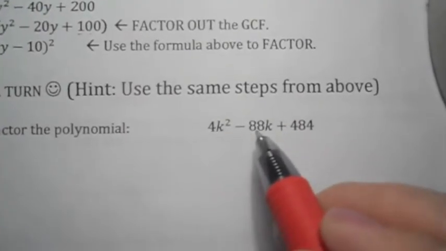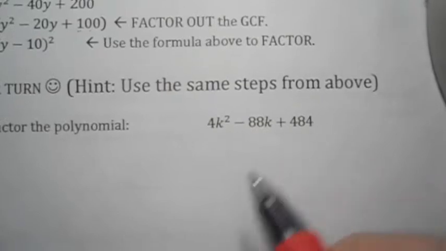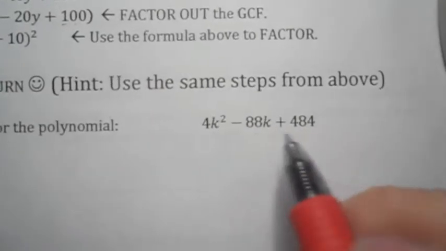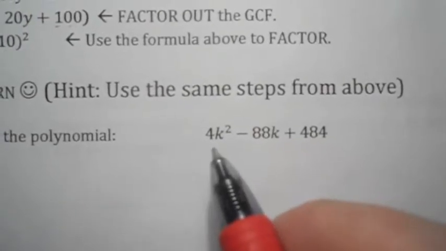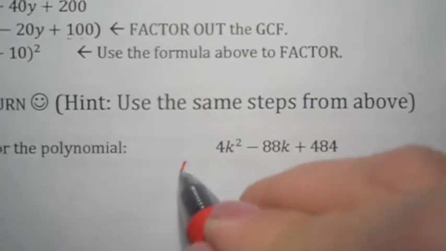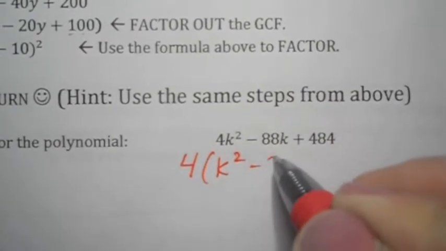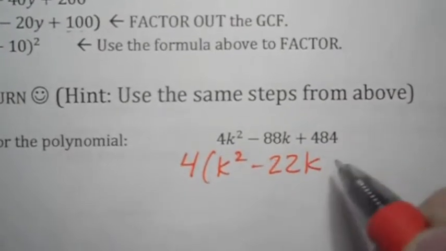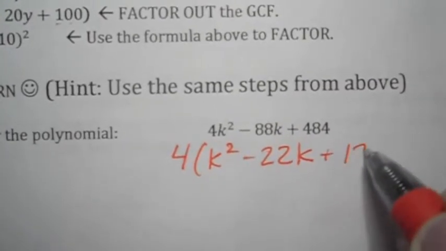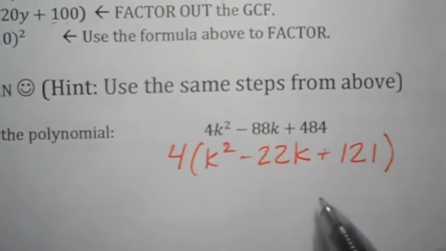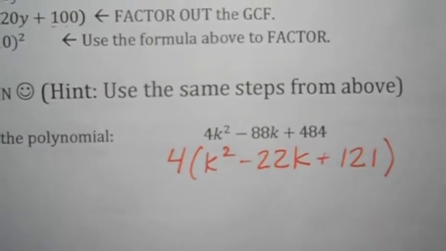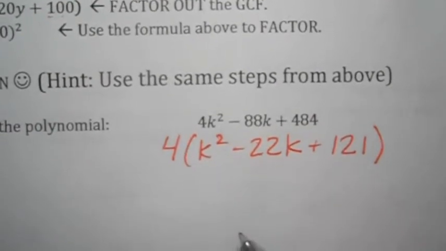Let's do another example. 4k squared minus 88k plus 484. Well, just by looking at it, we see that 4 is definitely a factor. Okay, so we divided each term by 4, the GCF.